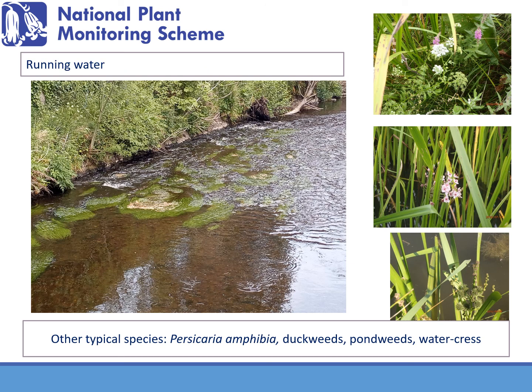So we have an example of running water, a river in this case, and we've got the beds of water crowfoot, Ranunculus species, visible in the main picture, and then on the right hand side from the top we have our Berula erecta, lesser water parsnip. We have our Butomus umbellatus, the flowering rush in the middle picture, with also some Glyceria, it's hiding behind some Glyceria, and Sparganium erectum, the branched bur-reed, at the bottom.